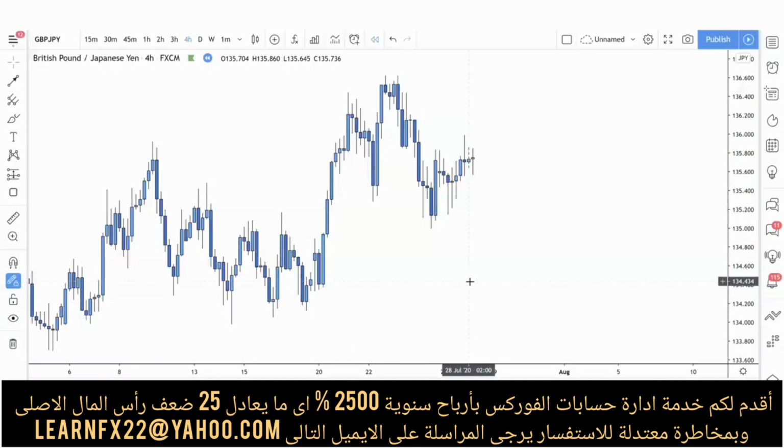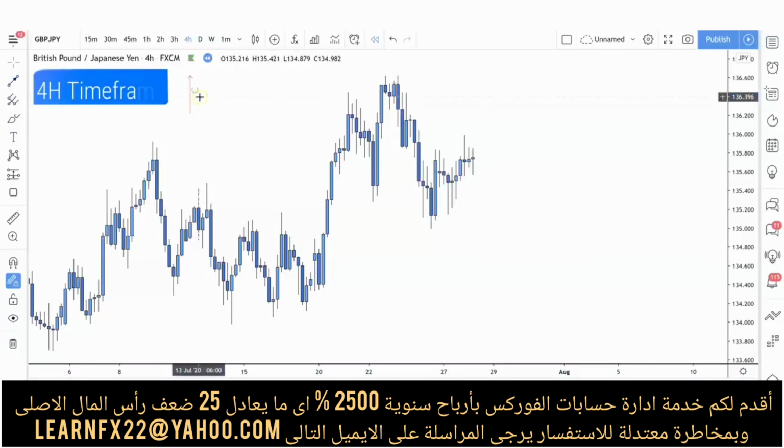For this example, we're going to be looking at GBP/JPY. We're going to start with our first time frame. The first time frame that we're going to be using is the 4H time frame. Now, in my personal opinion, this is my favorite time frame to trade on because I just love what the 4H does in terms of structure.